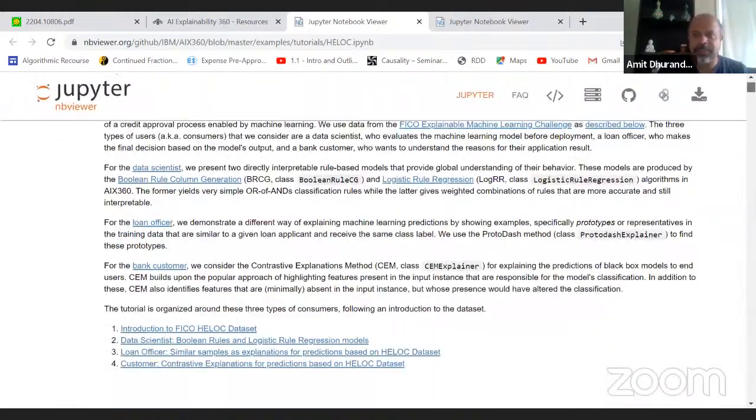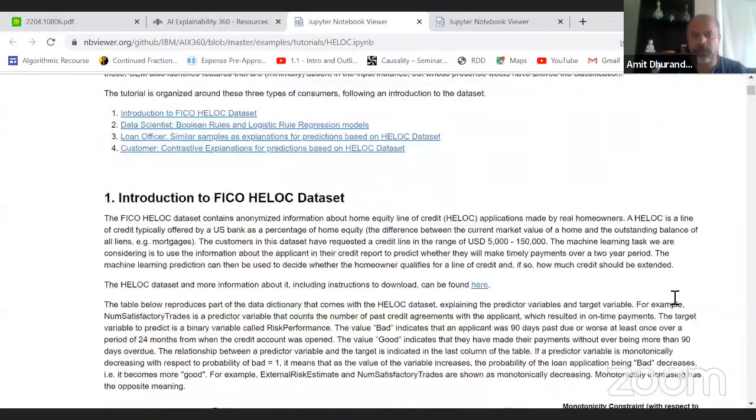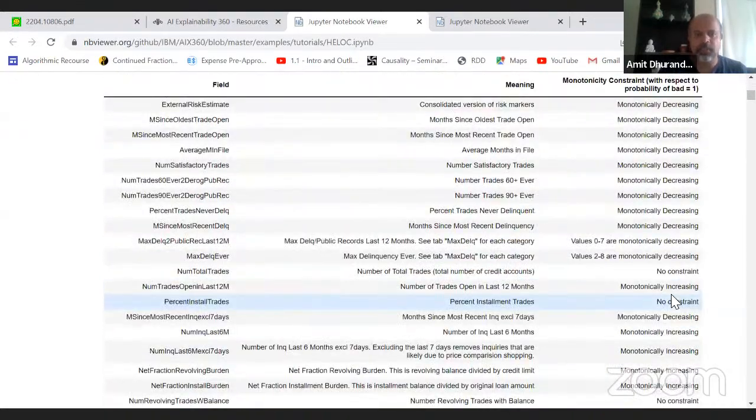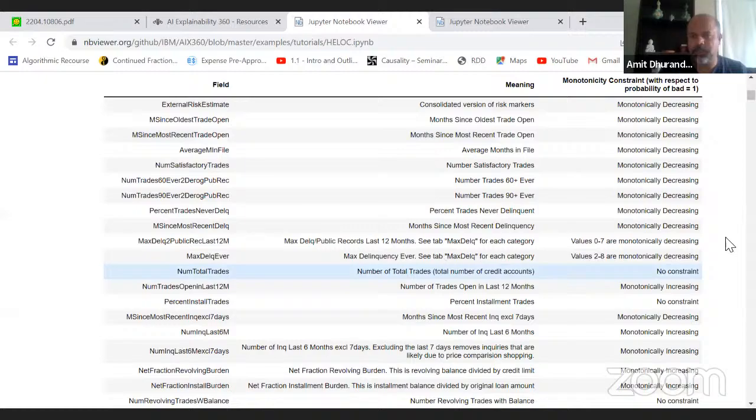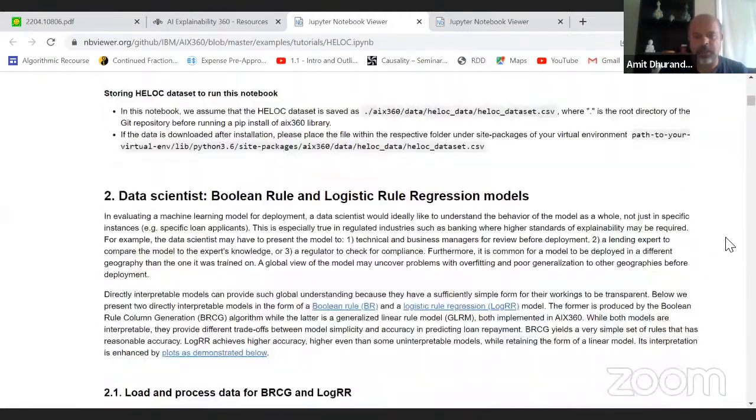But this is exactly for this FICO data set that I was saying. So you have this FICO data set, and these are the different features in that data set. Like I said, external risk estimate, months in oldest trade, and so on and so forth. There are a bunch of these things. And like I said, the task is to predict the likelihood of your loan being approved, essentially.